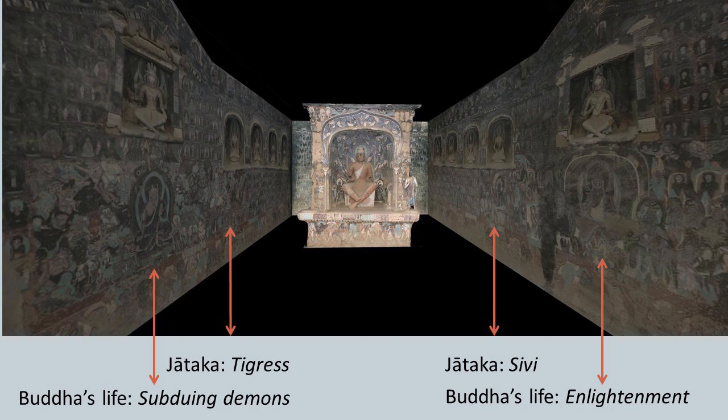The second oddity is, for anyone who knows about the Buddha's life, it's typically broken down into, again, a set of events, a sequence of events. And there are many ways of slicing it, but here's a more common one.